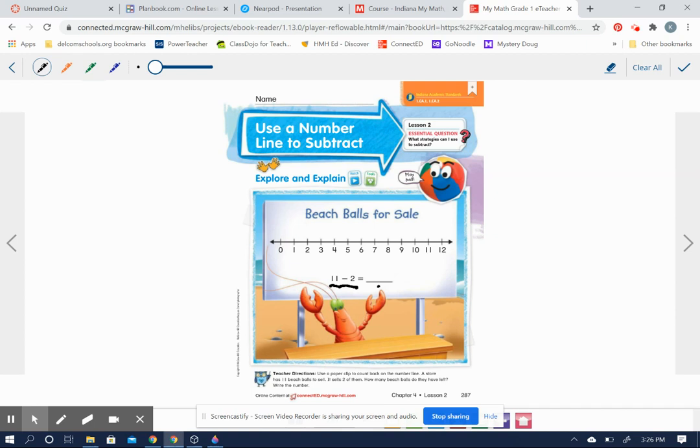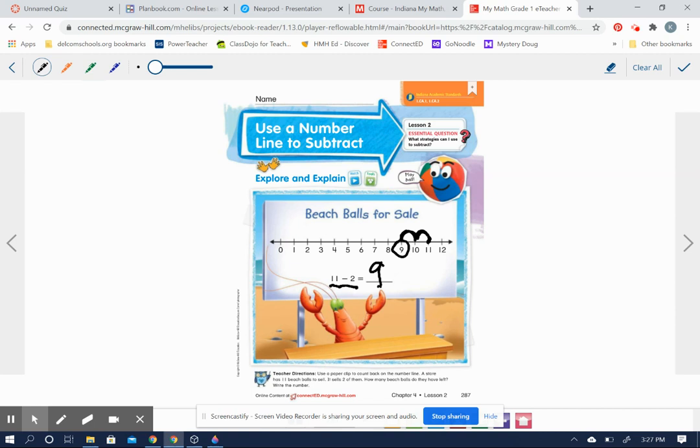All right, well, if you remember from the video with the little froggy, it started with the bigger number, so we're going to start at 11. And how many beach balls did they sell? 2. So we're going to go this direction, and we land on 9. So the difference is 9. 11 minus 2 equals 9. So remember that little froggy went backwards on the number line as we're subtracting.